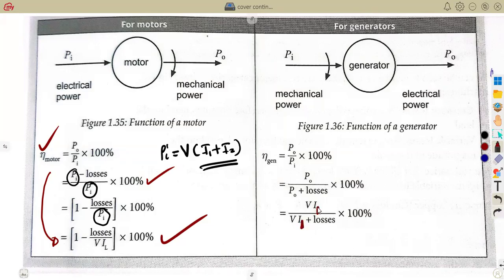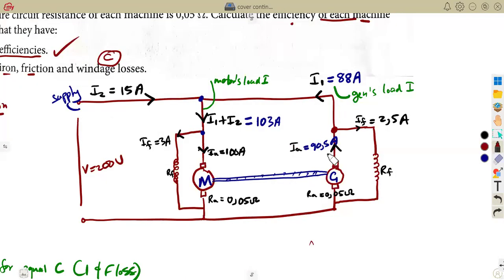I1, because that is the load current of the generator according to our diagram. So where you're calculating the output power, voltage times the load current, what are you referring to? Of the generator, which is I1 according to our diagram. So this one is because of the diagram that you are working with.